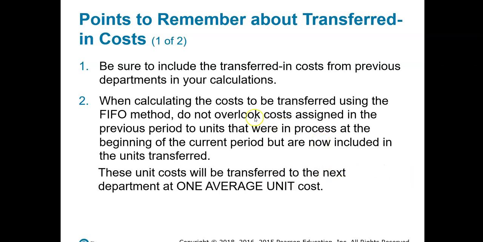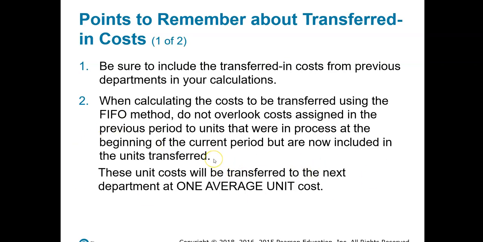Now, when we're calculating the cost to be transferred using first in, first out, don't overlook costs assigned in the previous period to units that were in process at the beginning of the current period, but are now included in units transferred. So we don't want to overlook that row of costs there to add the cost we did to beginning inventory this period, because those costs are going to become relevant under first in, first out.